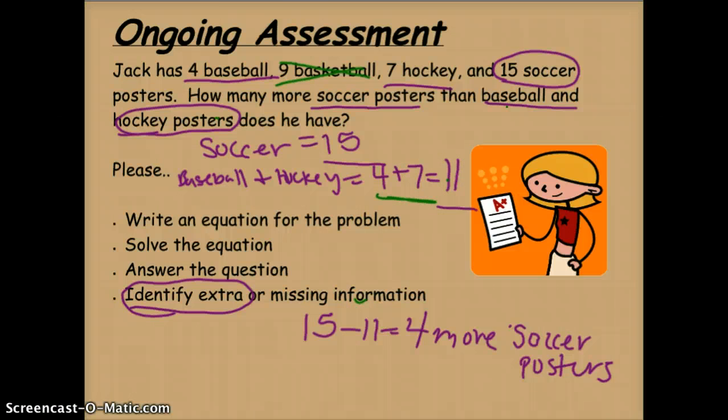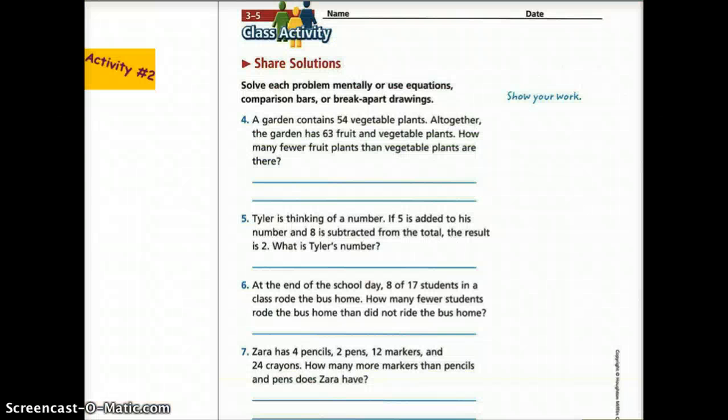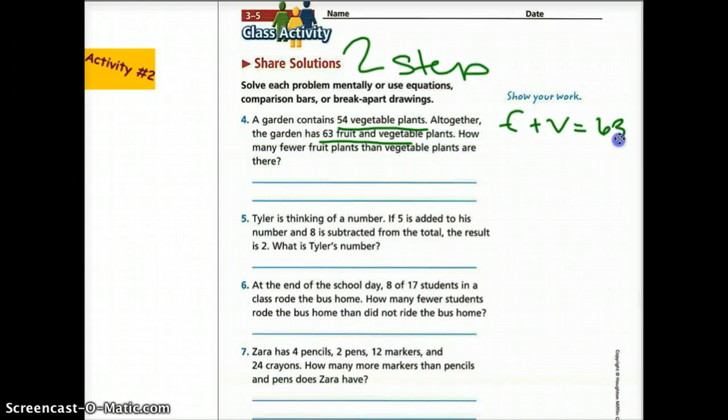All right, let's look at page 136. Remember that these are all two-step problems. Okay. You can use any of our methods that we've learned the last couple of days to solve. A garden contains 54 vegetable plants. Altogether, the garden has 63 fruit and vegetable plants. So I know fruit plus vegetable equals 63. How many fewer fruit plants than vegetable plants are there?